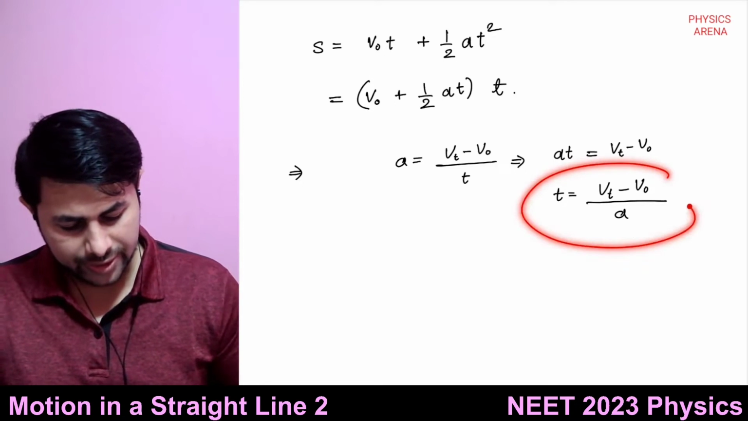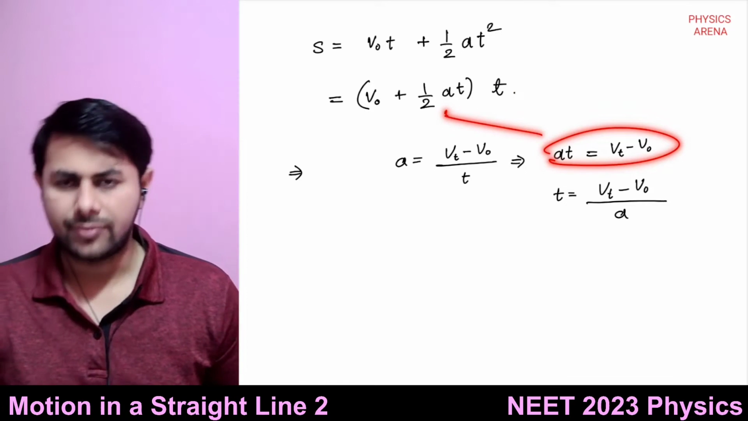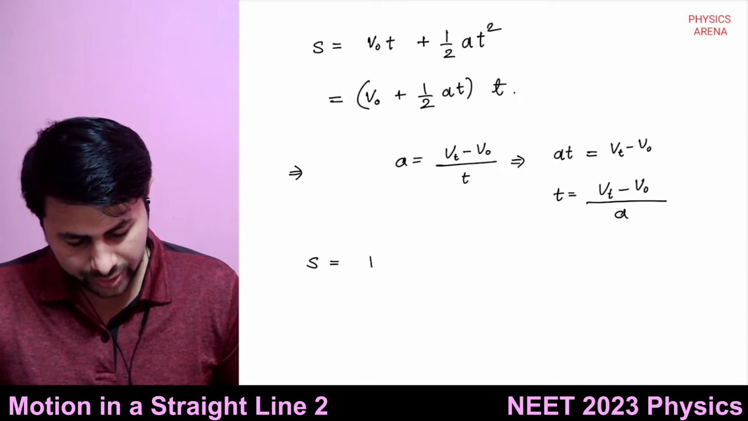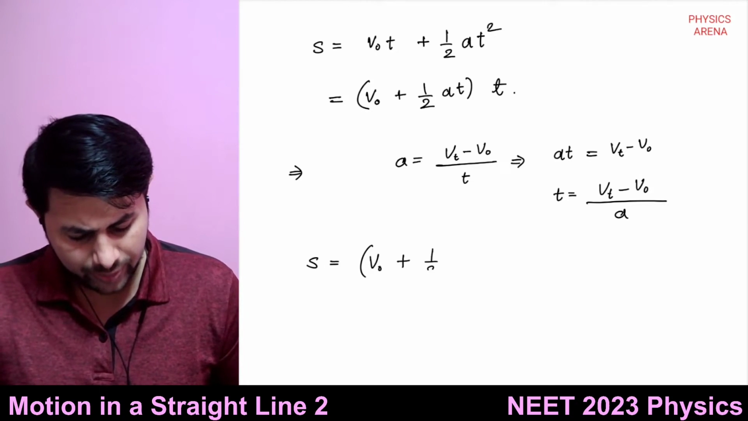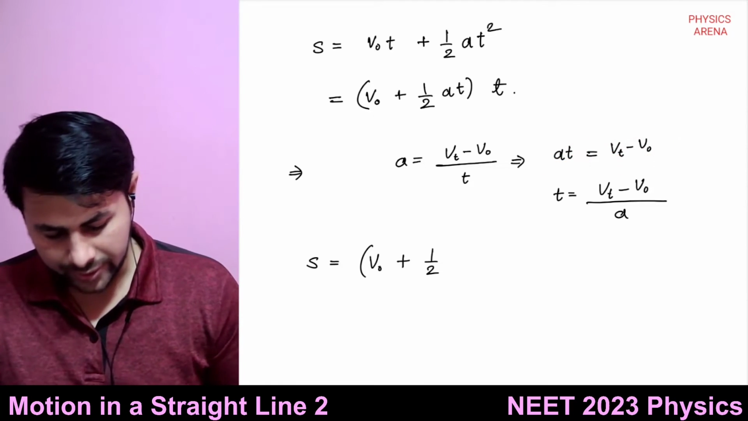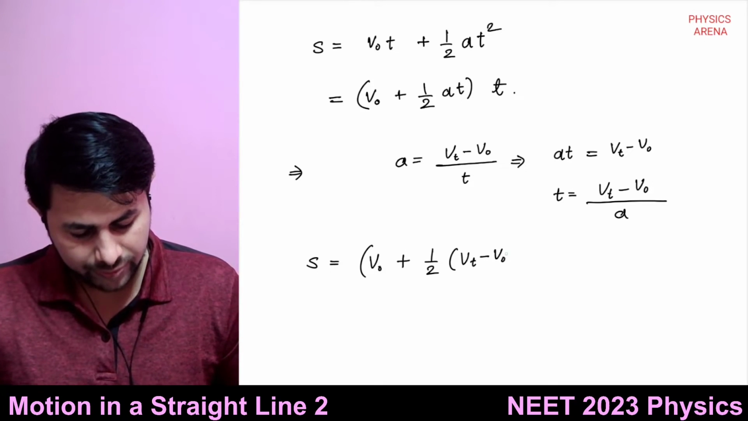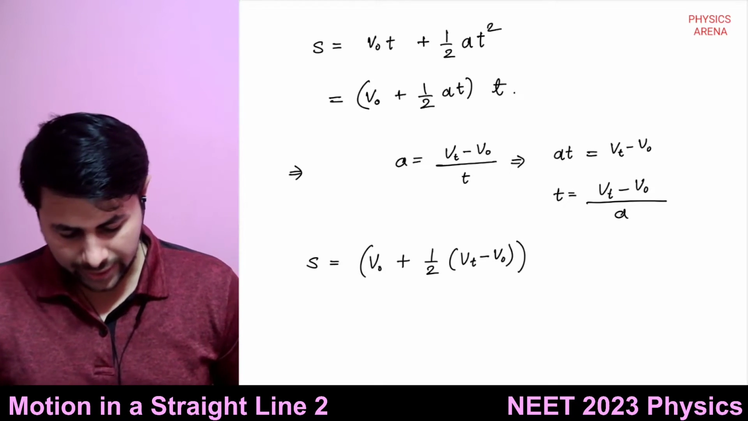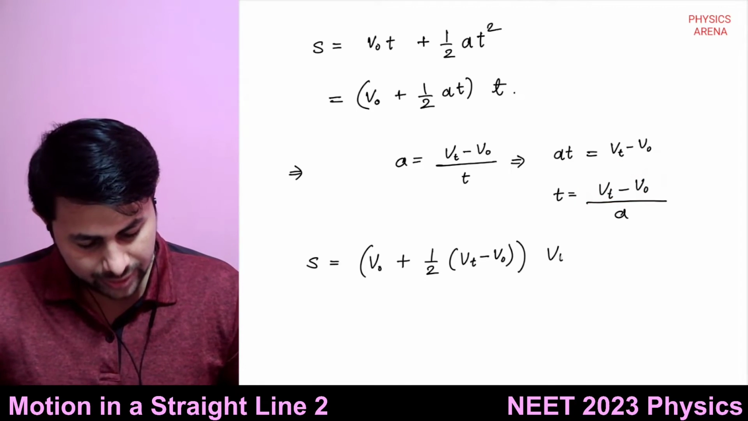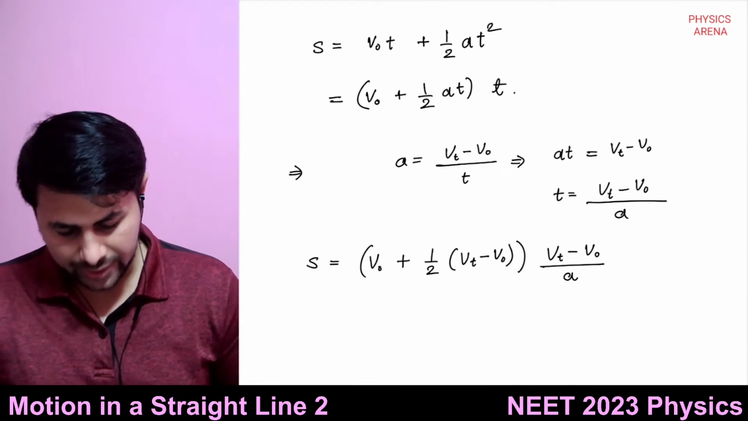Okay, and I will substitute for t over here and I will substitute for At over here. So see, what do you get? S is equal to V0 plus half of At, which is Vt minus V0. So it is Vt half of Vt minus V0. Alright, and t is Vt minus V0 divided by A. So it is Vt minus V0 divided by A, right?